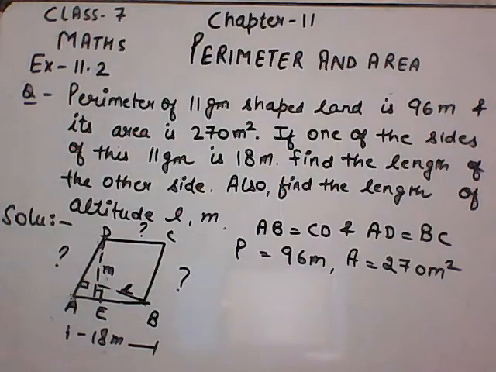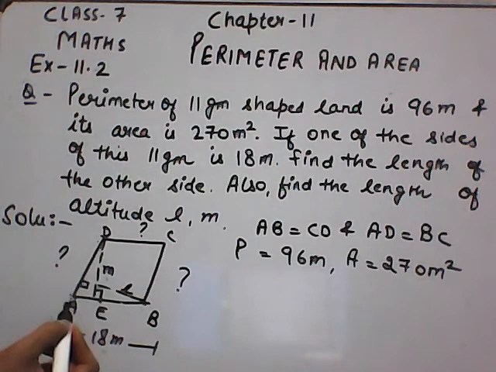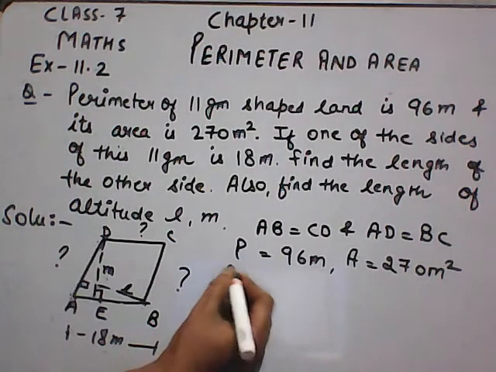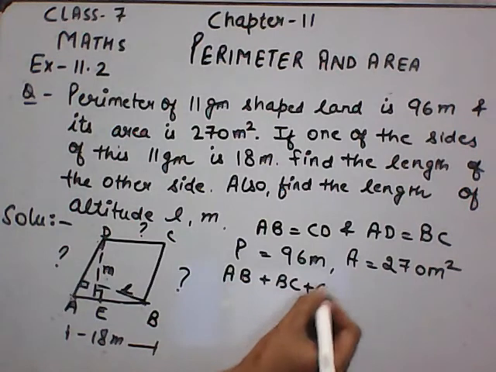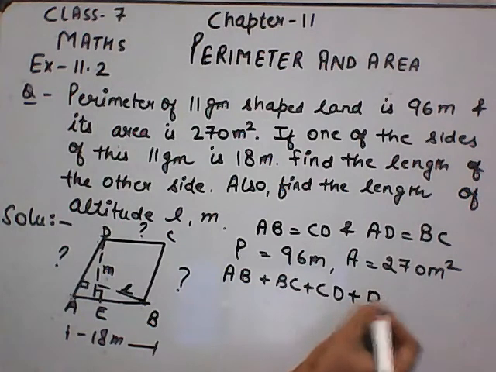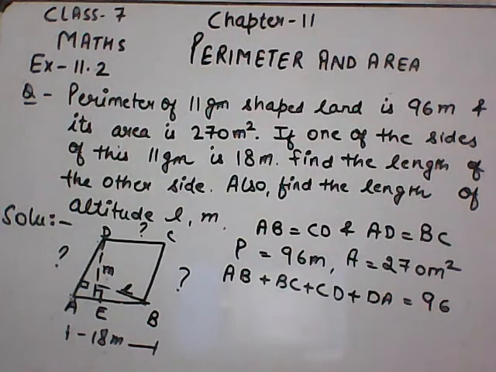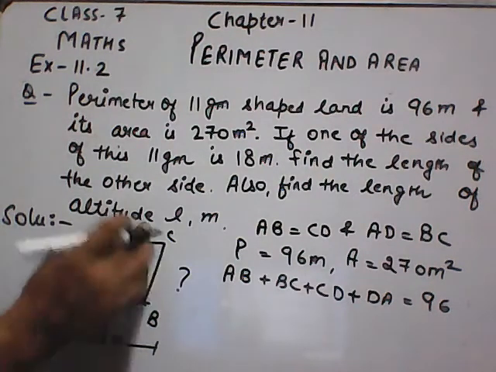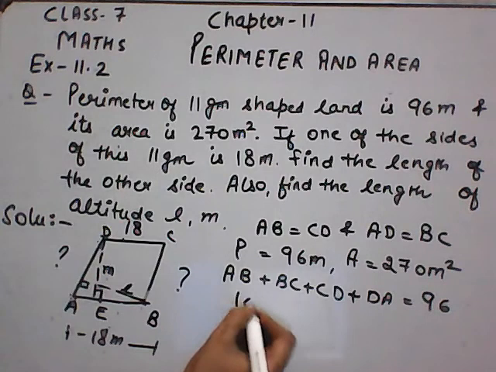Now, perimeter of parallelogram is AB plus BC plus CD plus DA. We know that perimeter is the sum of all sides, AB plus BC plus CD plus DA, that is equal to 96 meter. Perimeter is given to you as 96 meter. Now AB and CD both are equal. If AB is 18, then CD is also 18.